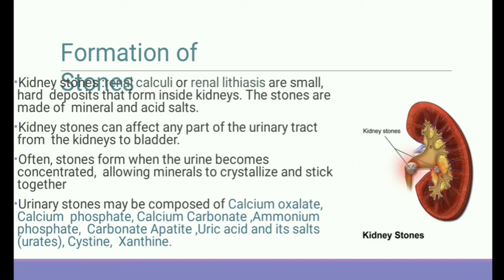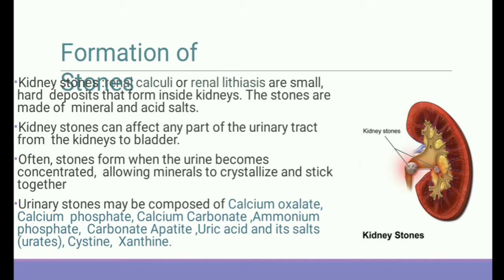First of all, let us discuss formation of stones. Kidney stones or renal calculi are small, hard deposits that form inside the kidney. The stones are made up of minerals and acid salts. Hard, insoluble, crystallized minerals and salts that have formed out of the filtrate produced by the nephron. So these are kidney stones.